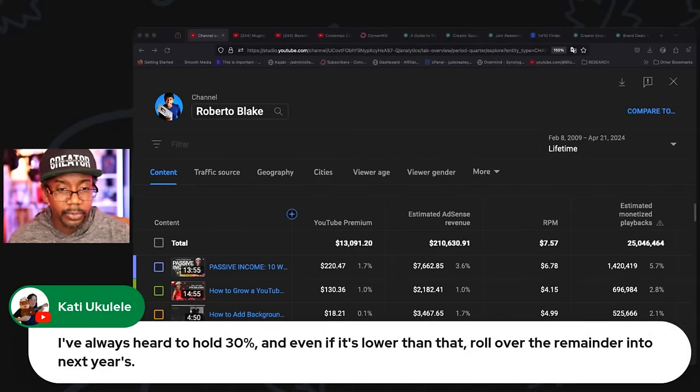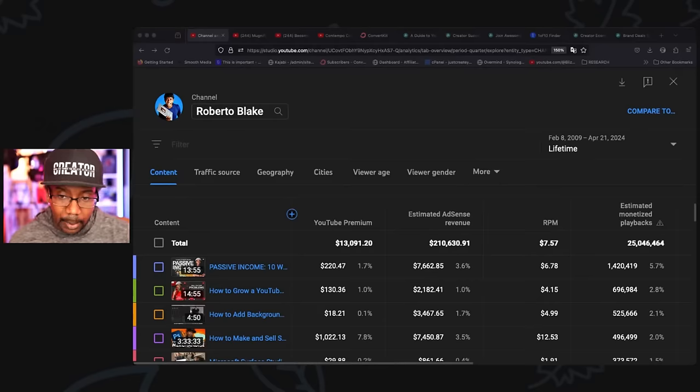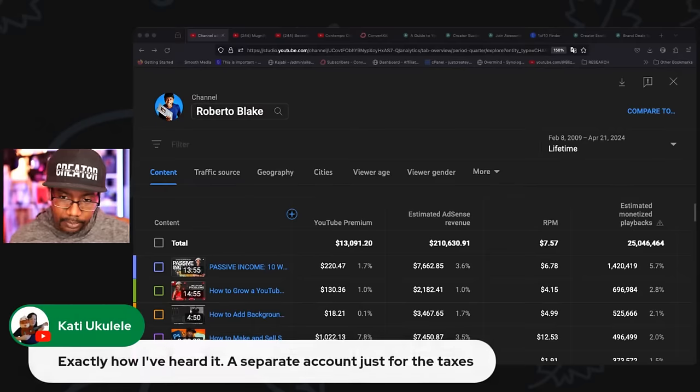Katie Ukulele says, I've always heard hold 30%, even if it's lower than that, roll over the remainder into next year's. That is a good frame of reference. That's good advice. Now, what I was referring to is the effective tax rate when they reconcile it versus what I think they call the marginal tax rate. So there's a difference between the marginal tax rate and what your effective tax rate ends up being. But holding 30% or calculating 30% in is just good advice. But yeah, if you end up at that 30%, it hurts even more than what I was talking about. 20% is being modest and you see how egregious it still is. I'd like us to go to 10%, but again, politics will never let us do that. We'll never get to that 10% that I think we should. But I think the 10 is fair for everybody.